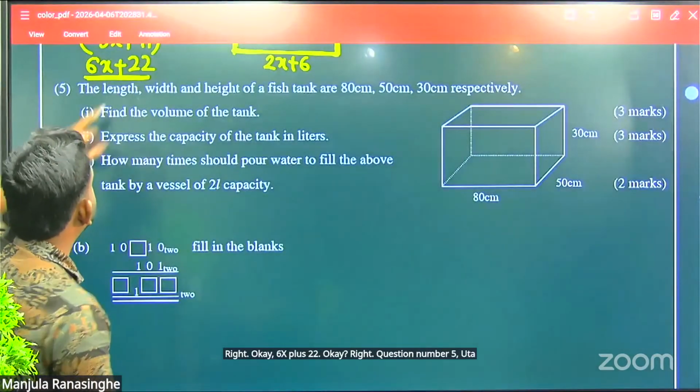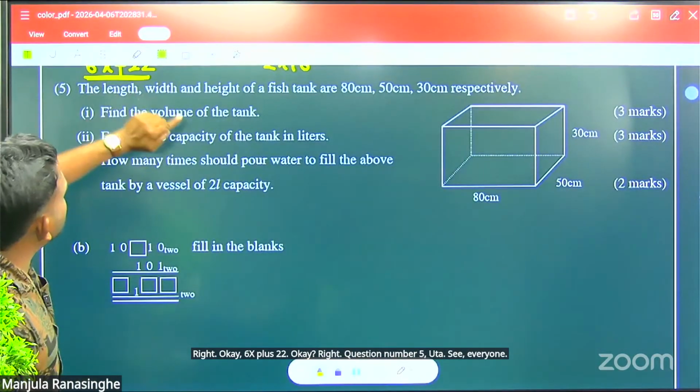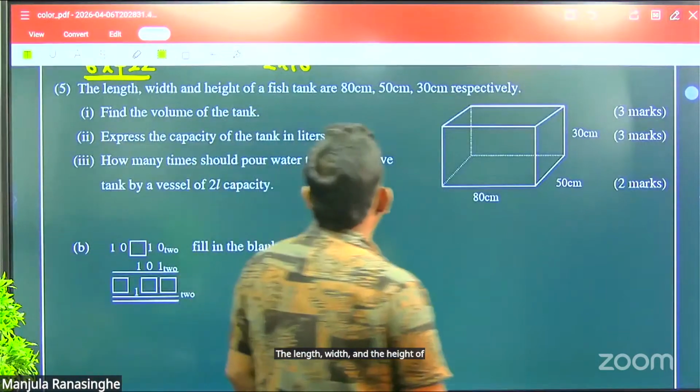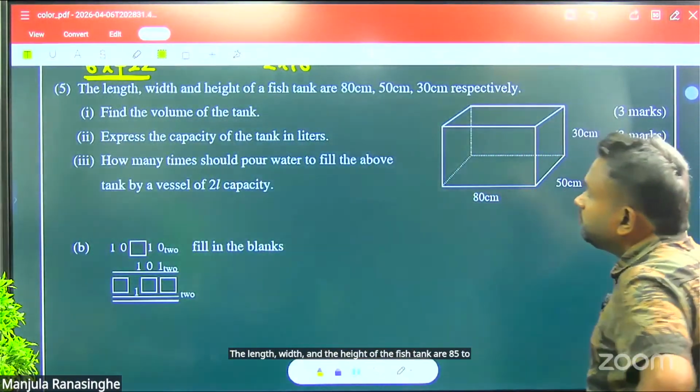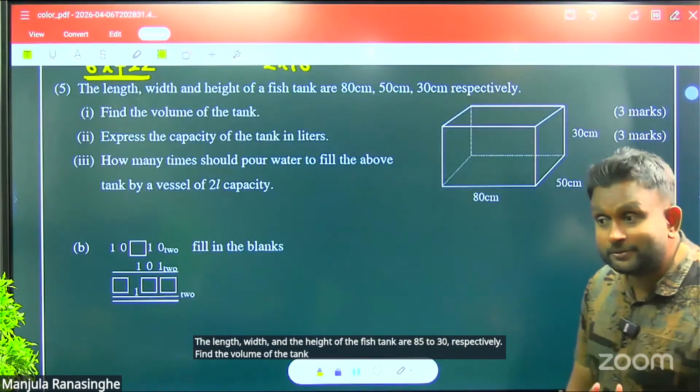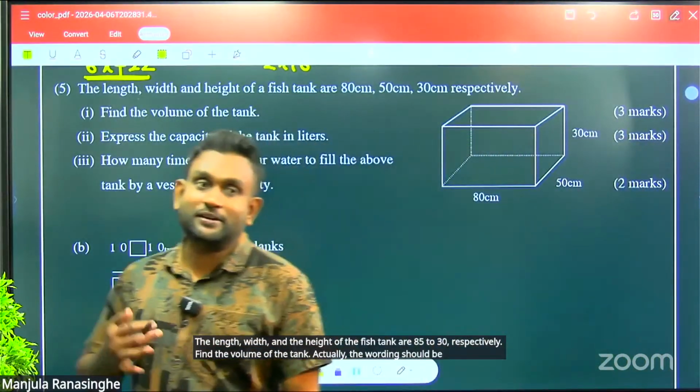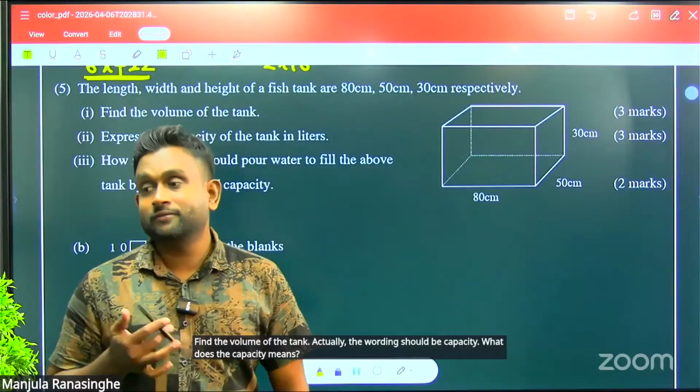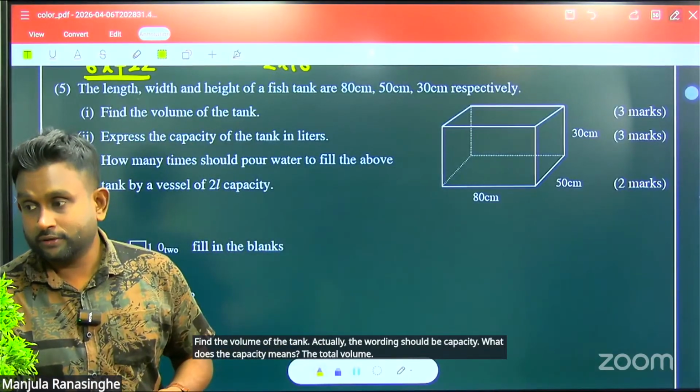See everyone. The length, width and the height of the fish tank are 85, 50 and 30 respectively. Find the volume of the tank. Actually, the wording should be capacity. What does the capacity mean? The total volume.